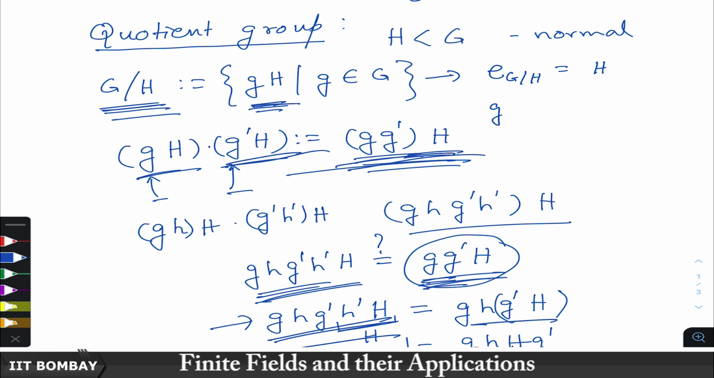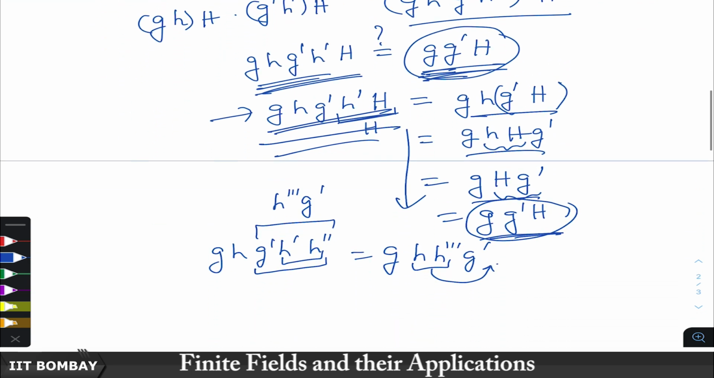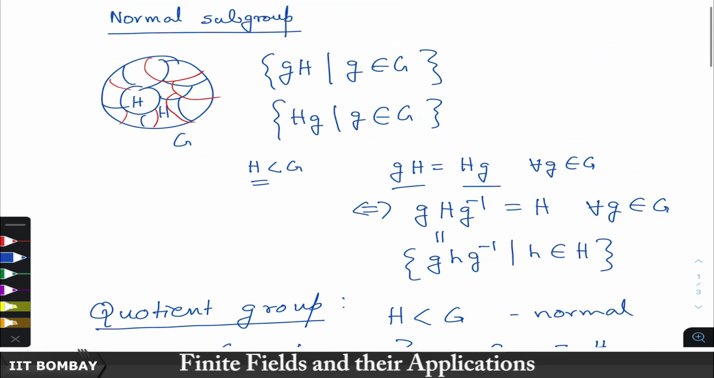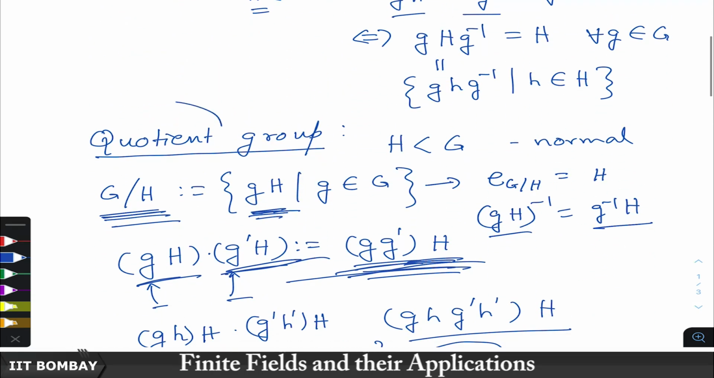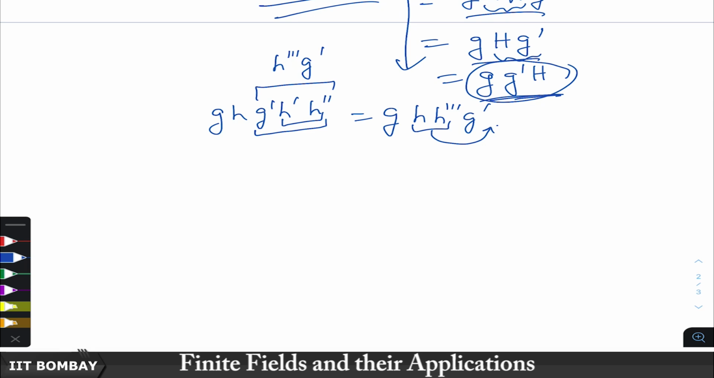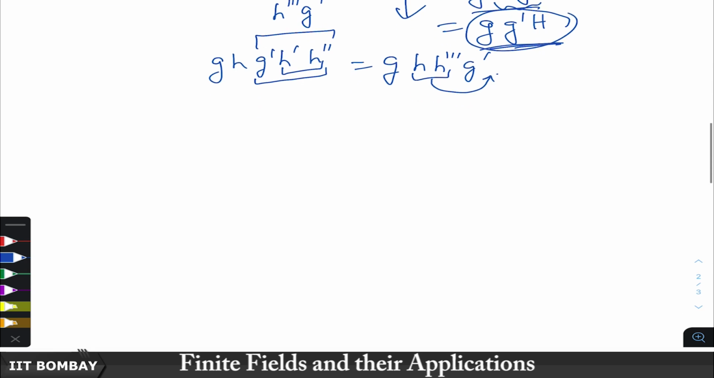And what is the inverse? The inverse of the coset gH is g^{-1}H. So, again you can multiply gH with g^{-1}H here and see that it will give us H. So, this is the quotient group. And so the normal subgroups are interesting, especially for this reason that this quotient group is defined, and normal subgroups also appear in the context of homomorphism that we will see in a moment. So, let us go to group homomorphism.